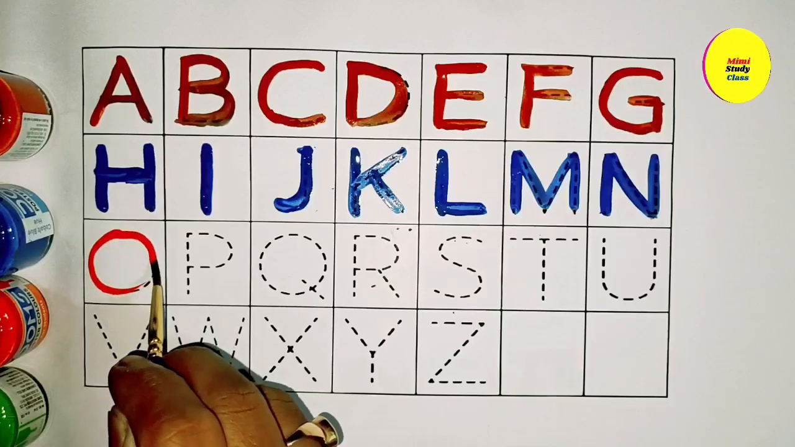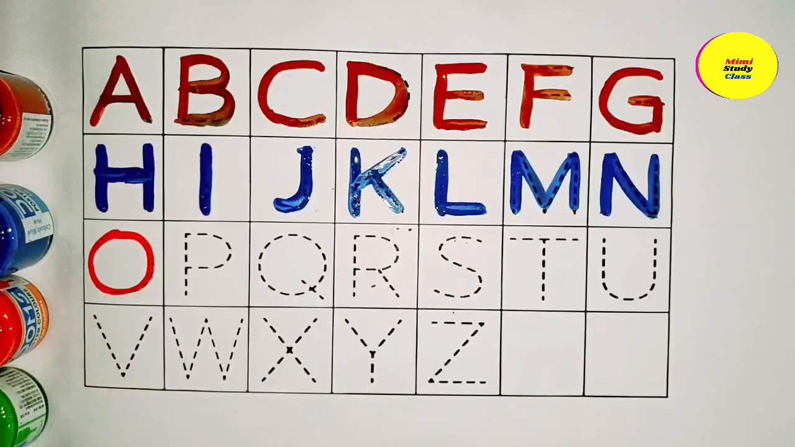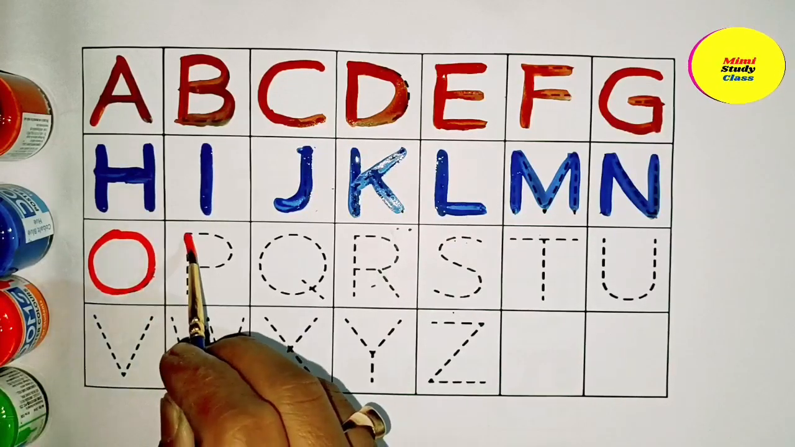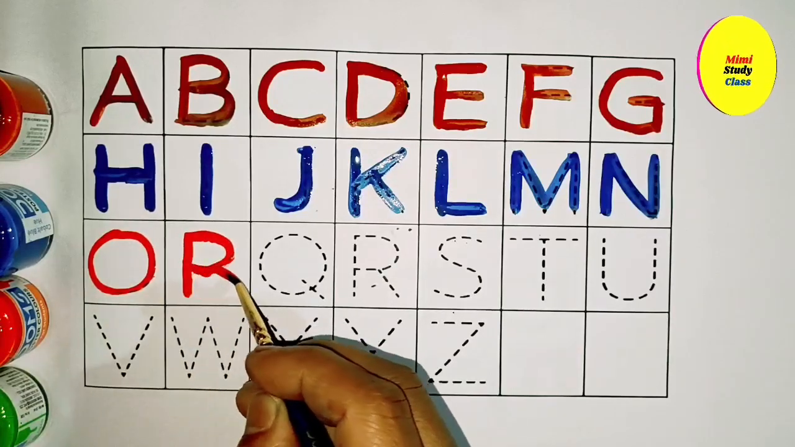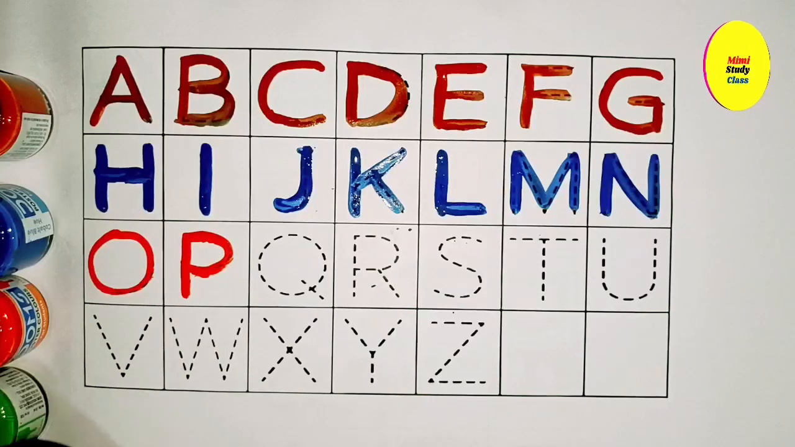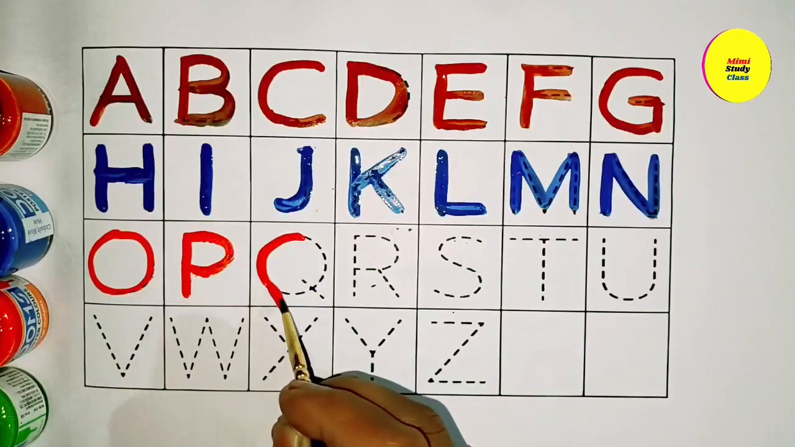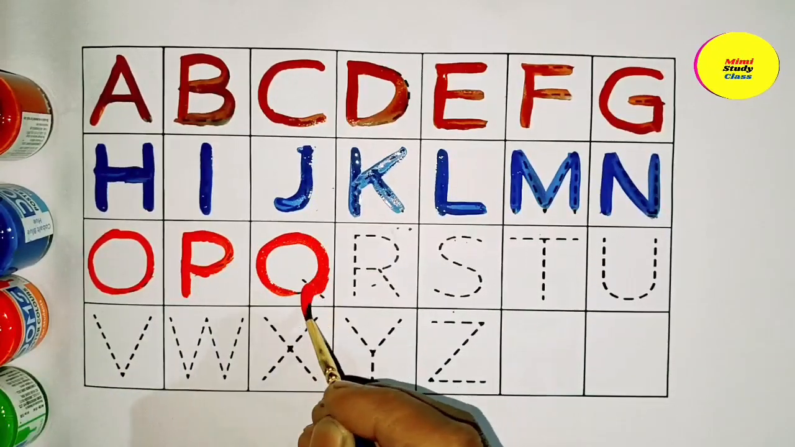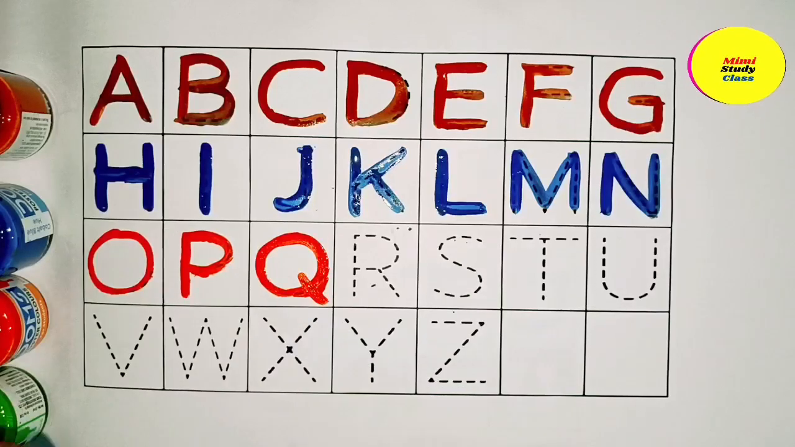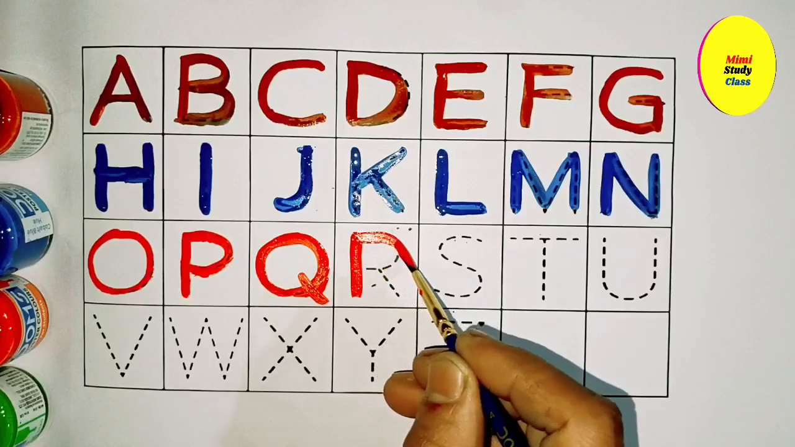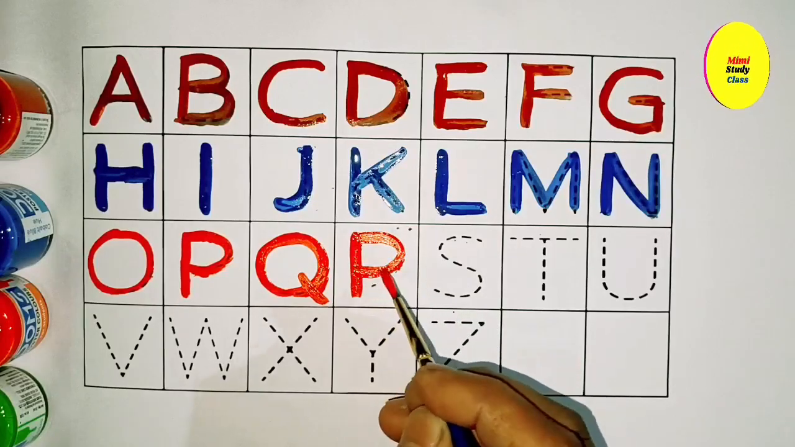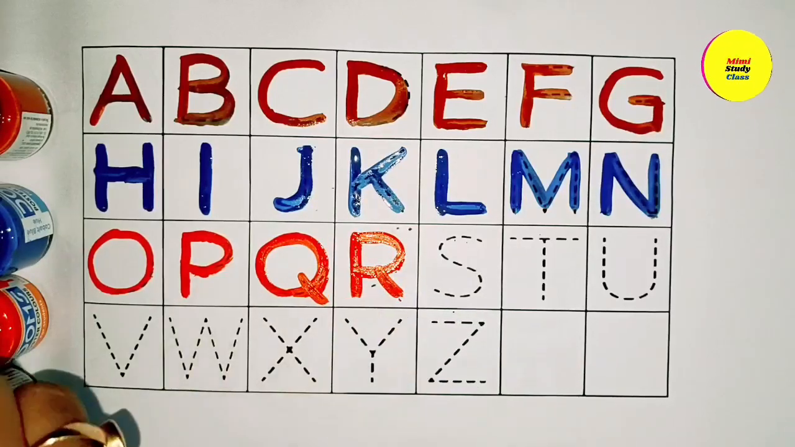Red color. O for orange. P for pineapple. Q for queen. R for rainbow.